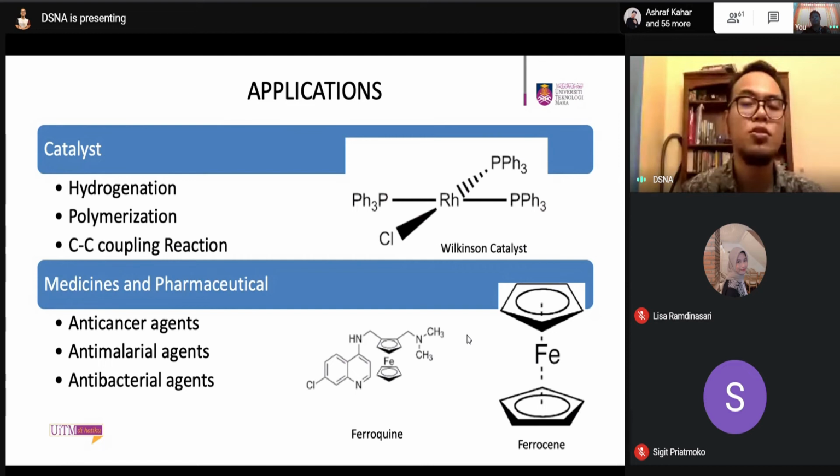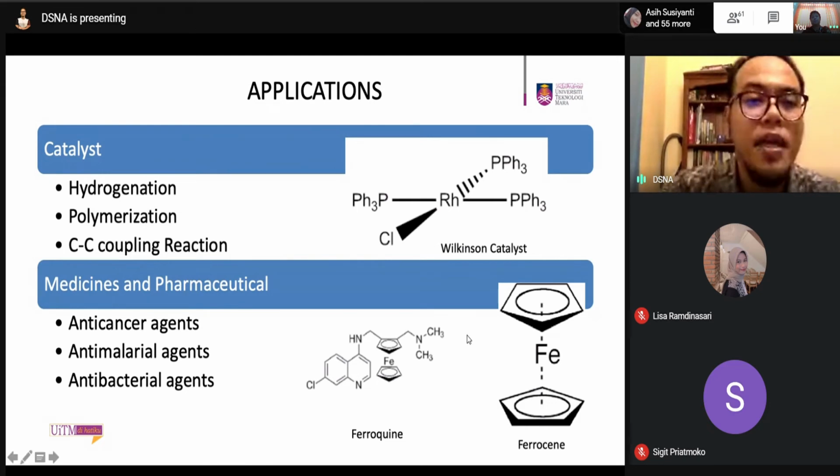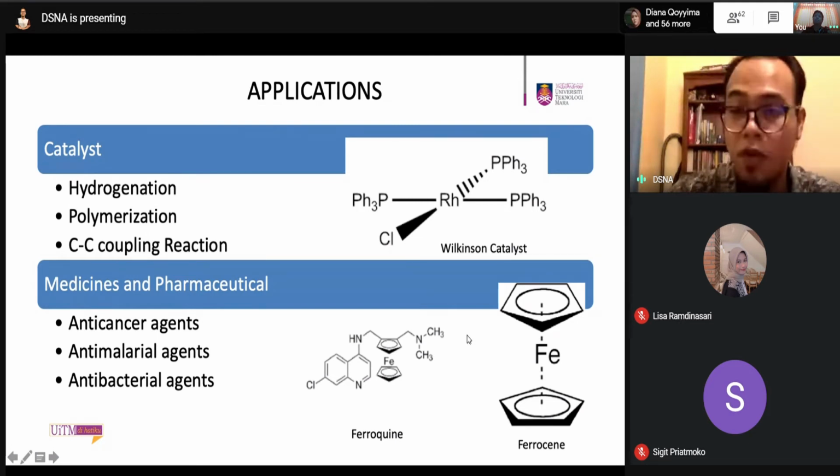So we can use those metals complex with various types of ligands, and can be applied in hydrogenation, for example, in polymerization, and also carbon-carbon coupling reaction. There are many types of carbon coupling reaction. This is what our research lab has been doing for years. We are more interested in looking at the catalytic activity of our complexes in carbon-carbon coupling reaction.